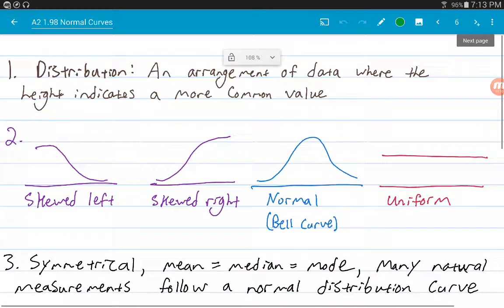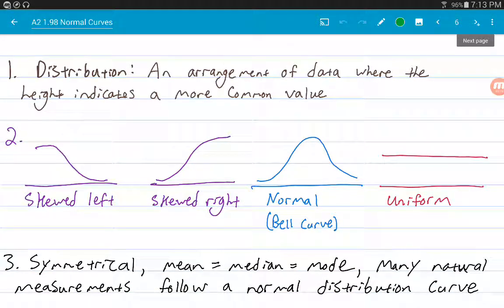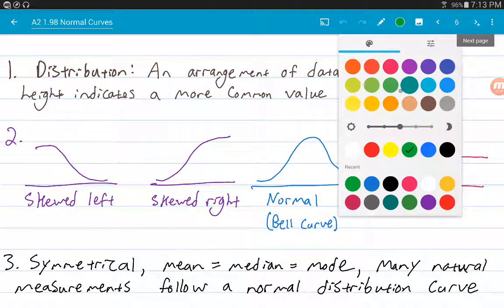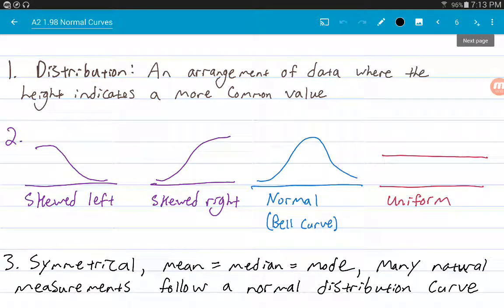A distribution is an arrangement of data where the height indicates a more common value. The options that we actually care about, because there are actually a lot, are skewed left, where it's higher because there are more low values. Skewed right, where it's higher because there are more large or high values.